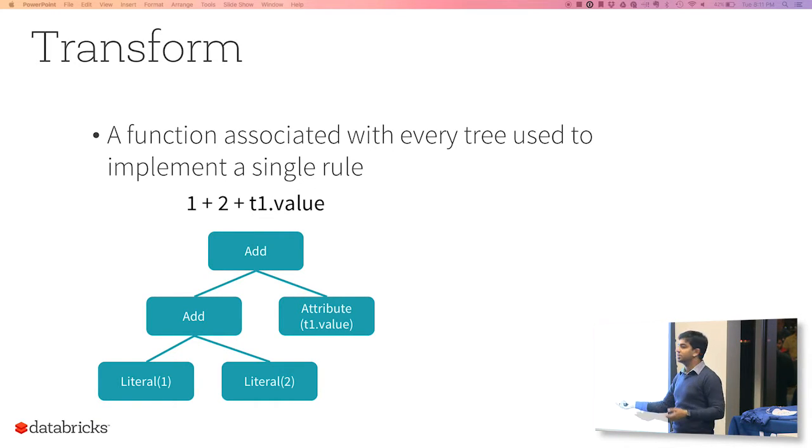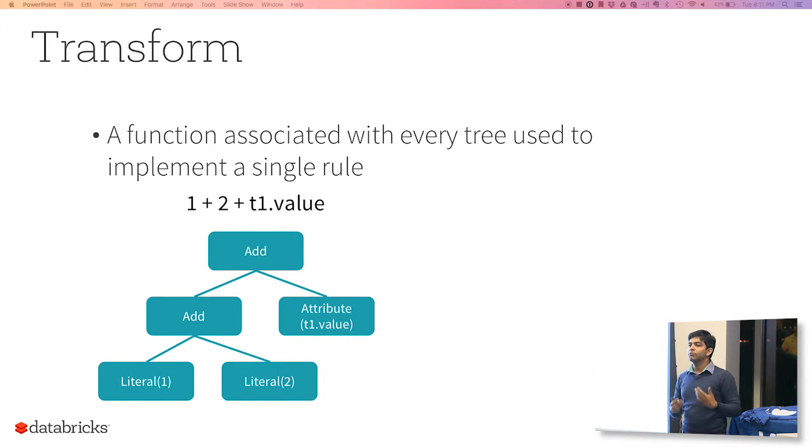The way to read this tree would be from bottom to top. We have 1 and 2, which are two literal types at the bottom. They are being added, so we have an add expression node here. And then they are being added again with an attribute t1.value. So we have expression trees like this. Now a simple transformation or a simple rule could basically prevent you from computing 1 plus 2 every time you see a new t1.value.